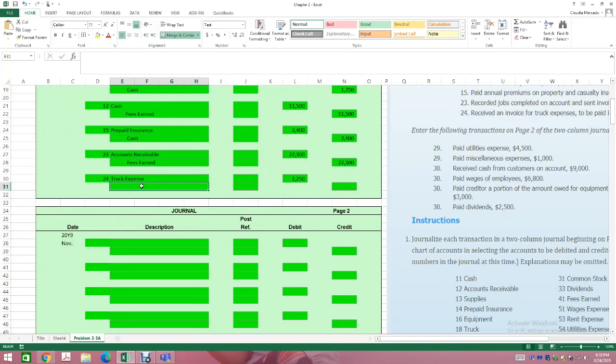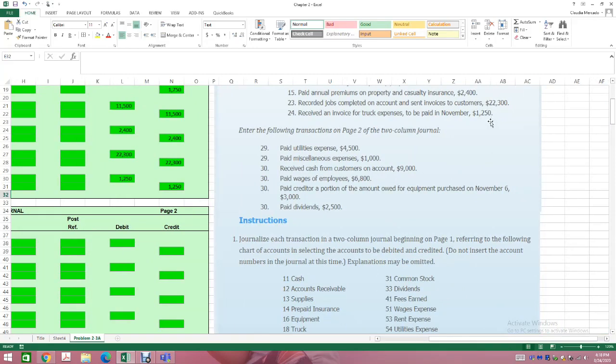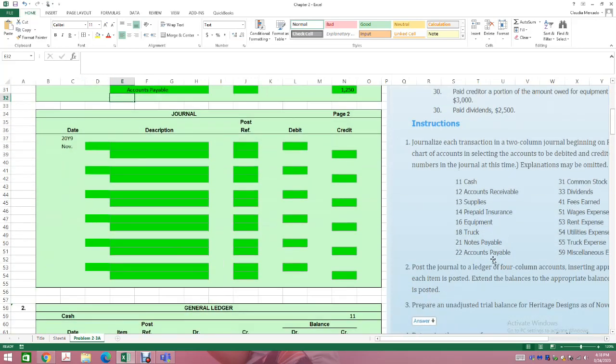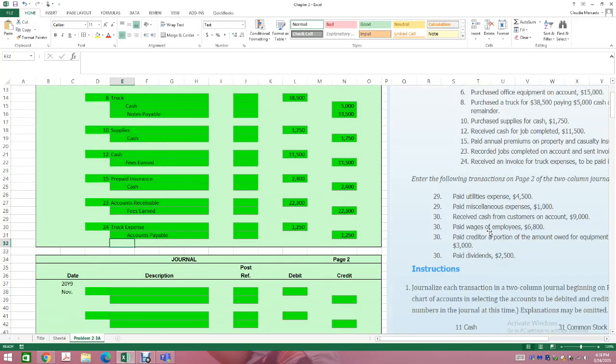Okay. The account that we use when we owe someone money is accounts payable. Anytime you owe someone money, you use accounts payable. You use accounts payable if it's something that's short term. In this case, we're going to be making payment for it in November, which is a couple of days from now. So that's short term. If it's long term, where we're going to be paying over a longer period of time, then we have notes payable. Okay? So all of these are my transactions that go on page 1.